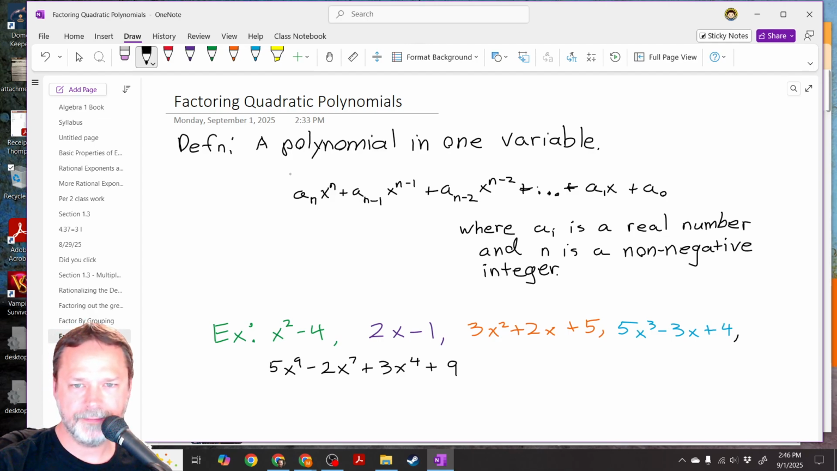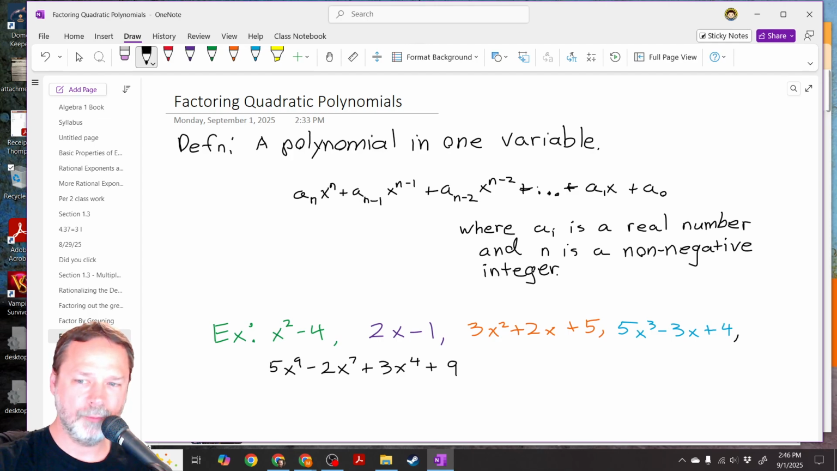A polynomial in one variable is anything of the form a sub n times x to the n, plus a sub n minus 1 times x to the n minus 1, plus a sub n minus 2 times x to the n minus 2, and so on and so forth until we get to just a times x, so plus a1 x, plus a naught. A naught is just a constant. So we're saying any of these a's are real numbers, and the powers on the variable, on the x's, are non-negative integers.